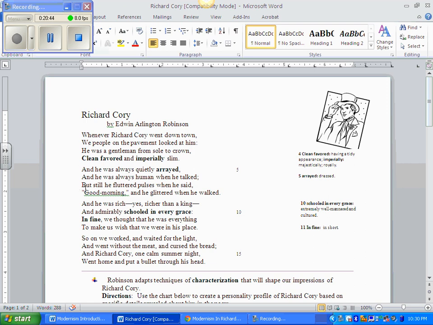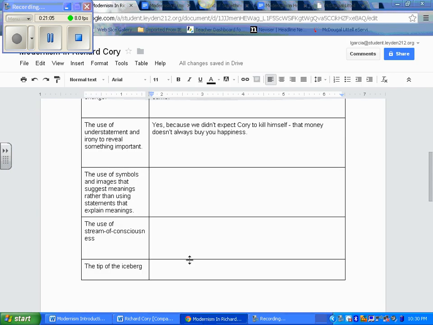Right? The image of him walking and fluttering pulses. And this one was very, very telling, the last stanza. So we worked and waited for the light, and you can just imagine these townspeople continuing to work, and sitting at their kitchen table with, oh, here we go, we're eating bread again, wish we could actually afford meat. So all of these images were really, really strong.